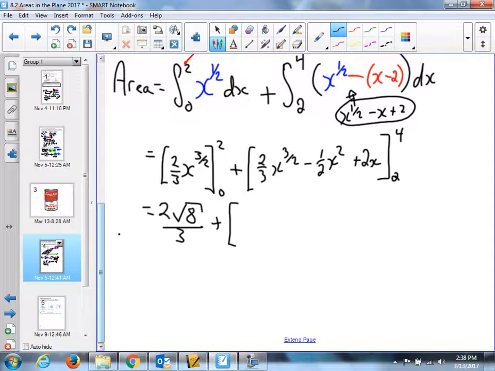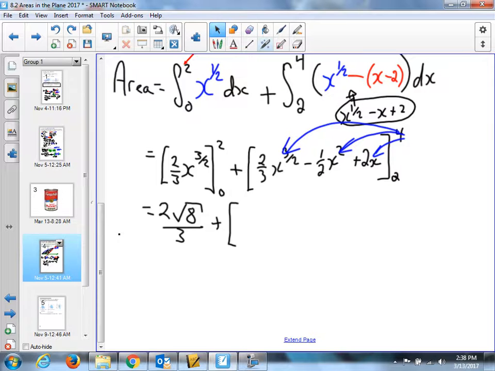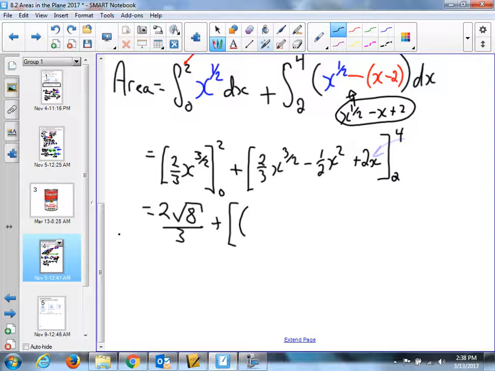Now when I plug 4 into this expression, so I'm putting 4 into here, here, and here, right? First, and then subtract. When I put 4 into there, the square root of 4 is 2. So I've gotten rid of the root. I'm doing the very first part of it. Square root of 4 is 2. Cubed, 8, 16/3.